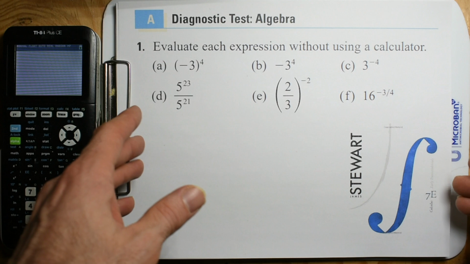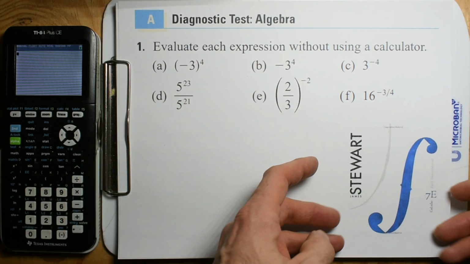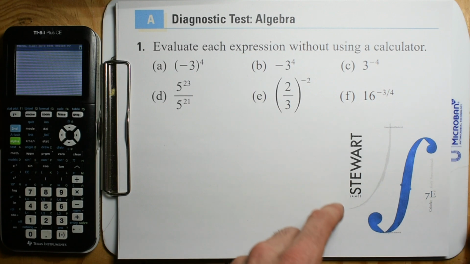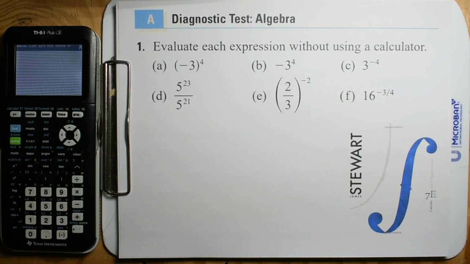So what we have here is 10 questions. This is a diagnostic test. This is for algebra. Now this is the intro to a calculus book. This is James Stewart, the 7th edition, 7E. I got a PDF online, so I just kind of went through these.